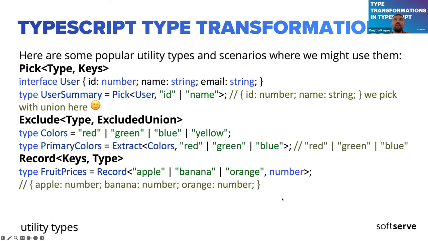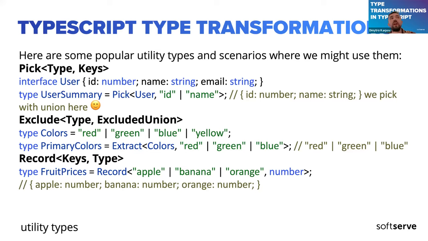Now I think we can move on and review the code itself. I want to list some popular utility types and scenarios where we might use them. The first one is going to be Pick.